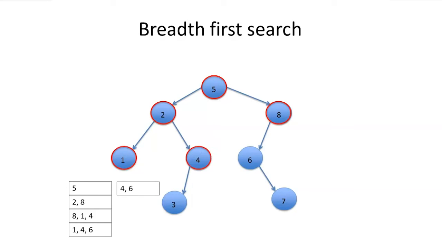I look at 4. It's not what I'm looking for. I'm going to push its child at the end, which is 6 and 3. I look at the first element, 6, and I'm done. And as I said over here in my code, it says look at 5, 2, 8, 1, 4, 6. So you can see, again, I found the answer, but I did it in a different way. That's really nice.